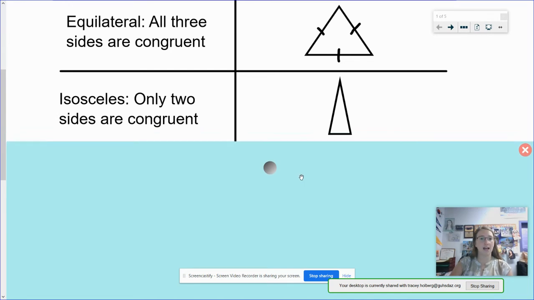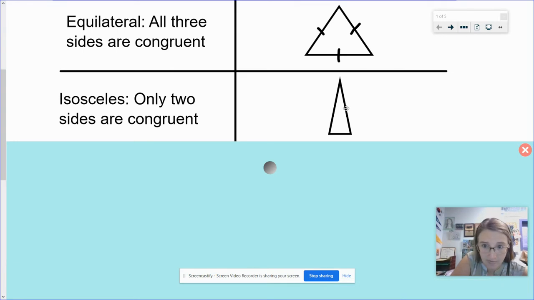The next one we have is isosceles, which is only 2 sides are congruent. So it's like a big, skinny triangle. And how we would mark this again is that these 2 sides are the congruent ones. So because there's no marking on that little short stubby side, that means that side is not the same as the others. Only the sides that have that marking are the same.